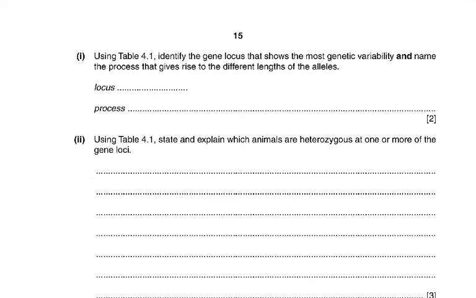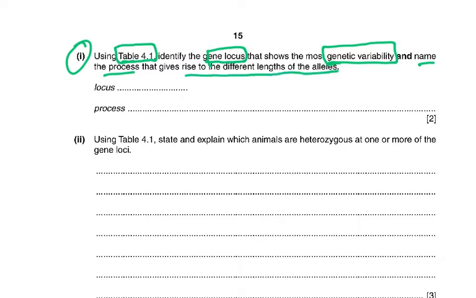Then part 1 of the question says, using table 4.1, identify the gene locus that shows the most genetic variability and name the process that gives rise to different lengths of the allele. I was teaching this to some students yesterday, and they said, Miss, how would you know that? And I said, well, alleles mean a change in the DNA. And if there is a change in the DNA, that has to be something to do with mutation, because a change in the DNA has to be mutation. So the process had to be mutation.